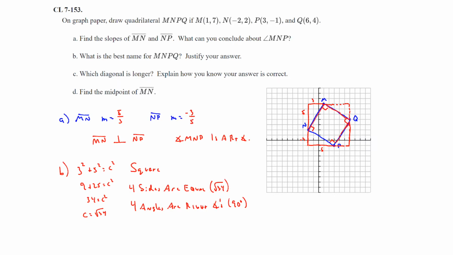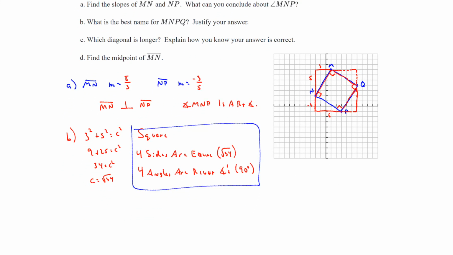Alright, so I wrote some additional things down about a square. That's important. Now part C. Which diagonal is longer? Explain how you know your answer is correct. Because it's a square, the diagonals should have equal length. And once again, we can verify that.